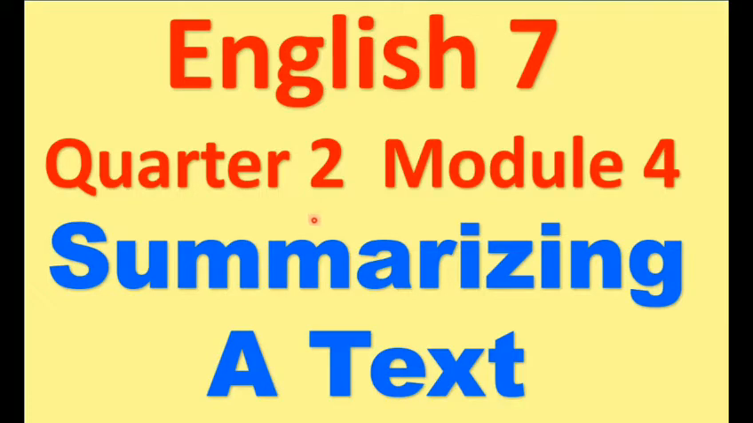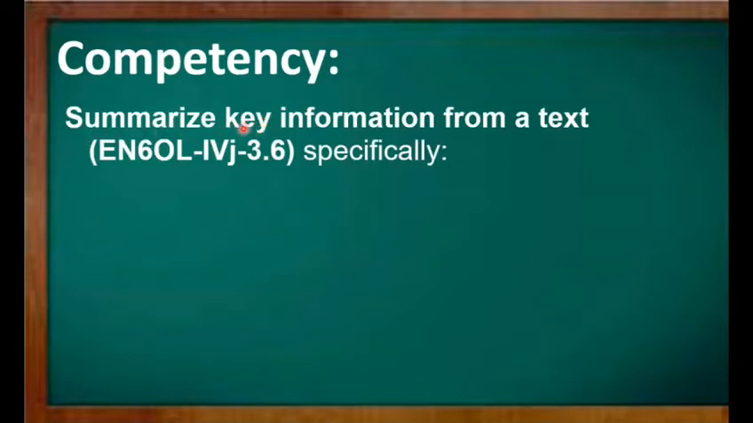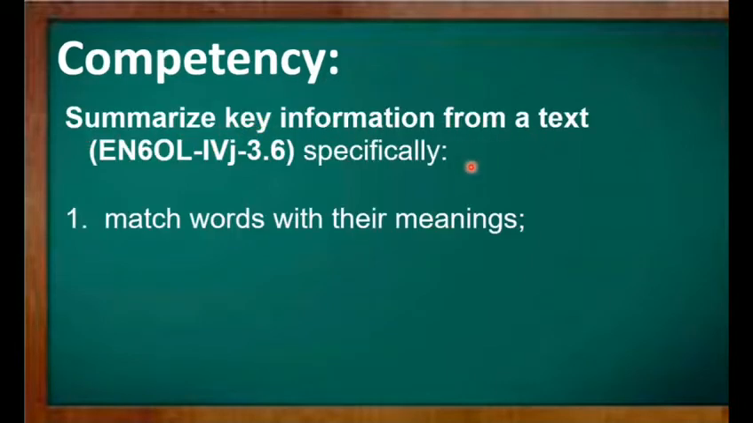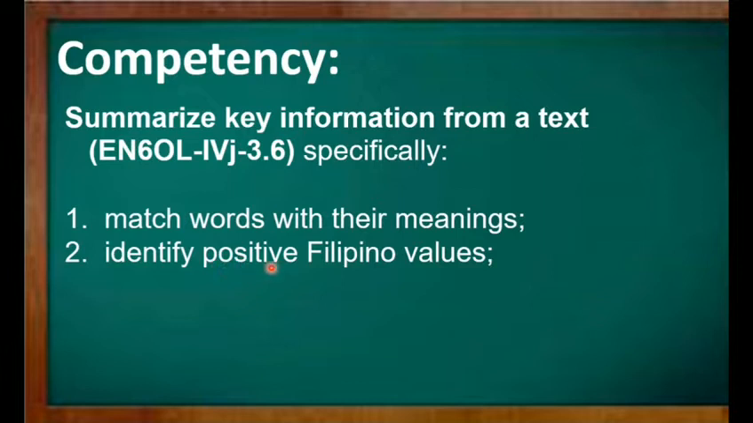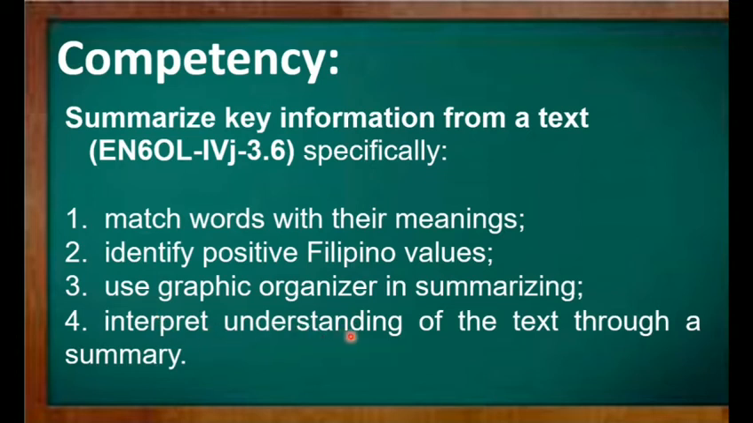Today our topic is about English 7, Quarter 2, Module 4, entitled Summarizing a Text. For the competency, this is summarize key information from a text. Specifically, you are going to match words with their meanings, identify positive Filipino values, use graphic organizer in summarizing, and interpret understanding of the text through a summary.